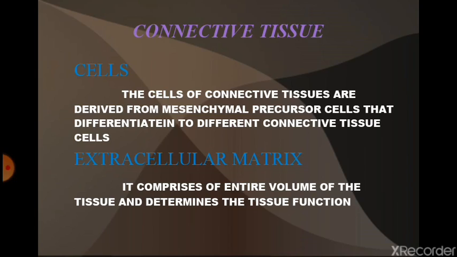Connective tissue has two components: dispersed cells and a large volume of extracellular matrix. The cells of connective tissue are derived from mesenchymal precursor cells present in the bone marrow that differentiate into different connective tissue cells. The extracellular matrix comprises the entire volume of tissue other than the cells, and these determine a specific tissue's function.